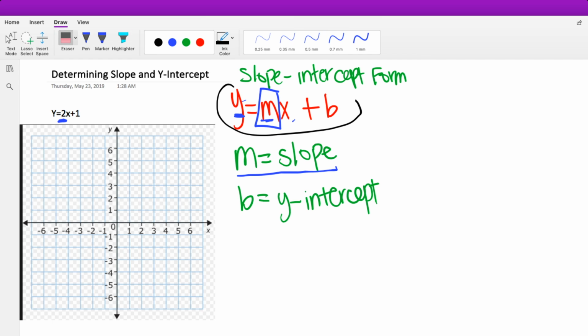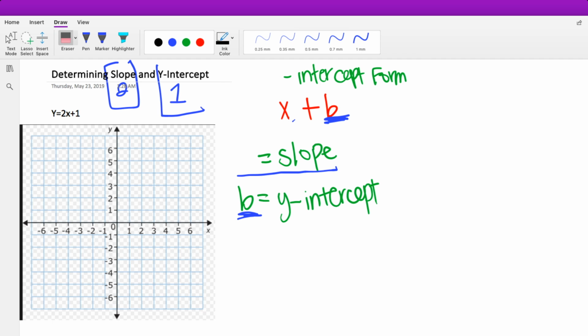And now we do the same thing for y-intercept. We know that b is y-intercept, so here where the b is, we see a 1. So now we know that our slope is 2, and our y-intercept is 1. Perfect. Now I'm going to delete all this other stuff, so I hope you have it written down, just to make things a little cleaner for us.